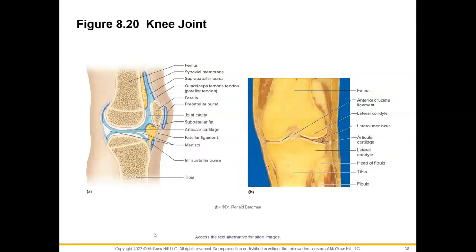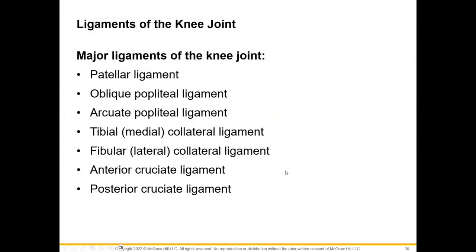Okay, again, you see how complex this is and how large it is. Again, it takes an extreme amount of impact. And I expect you've heard of some of these ligaments. These often are the ones that people tear or they get damaged from many different reasons. The patellar ligament, the oblique popliteal ligament, the arcuate popliteal ligament, the tibial collateral ligament, or the TCL, the fibular lateral collateral ligament, or the FCL, the anterior cruciate ligament, or ACL, that one you've probably heard a lot of, and then the posterior cruciate ligament, or the PCL.